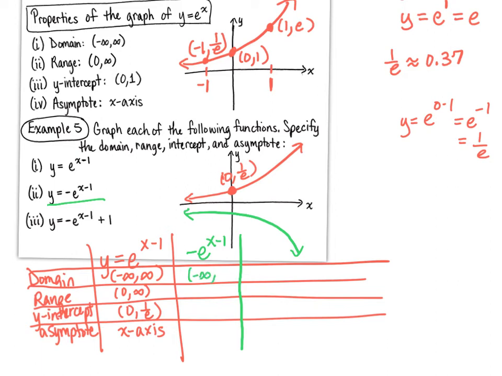Negative infinity to infinity. Good. What's the range? Negative infinity to 0. Good. What's your y-intercept? 0, negative 1 over e. Good. What's your asymptote? Good.